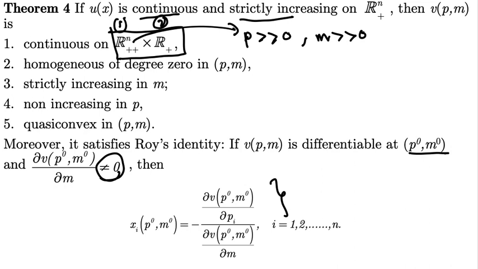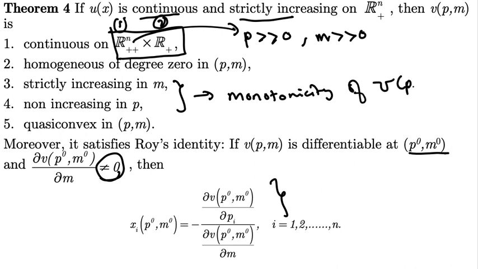All right, now before I proceed, if you look at 3 and 4 here, this basically relates to what we call monotonicity of the indirect utility function itself. Now let's look at the second one here, because when it says continuous, it means it is differentiable, so I don't have to show you how to get this. But let's look at number 2 here, homogeneous of degree 0 in prices and also income.